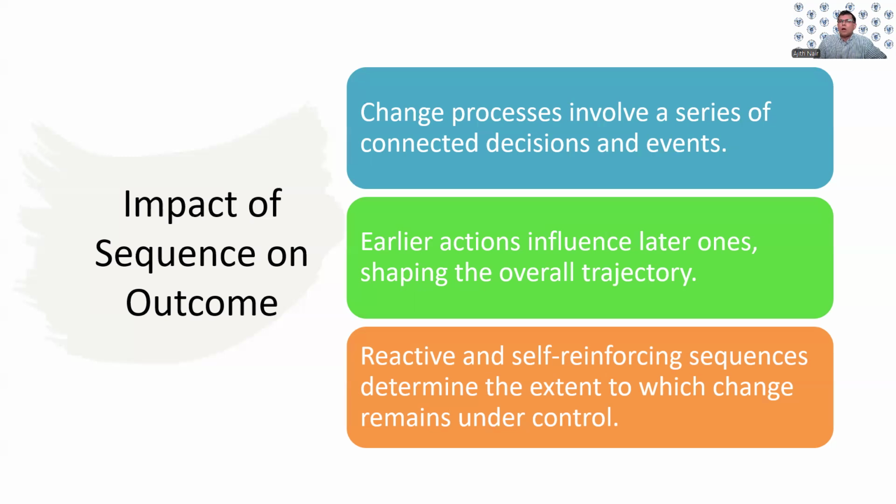Reactive sequences are responses triggered by unexpected resistance or external pressures, leading to unintended setbacks. Blockbuster's failure to adapt to streaming services, reacting too late, gave way to Netflix's rise. Self-reinforcing sequences are the small success steps that build the momentum to create path dependence. An example would be Google's evolution from a search engine to an AI and cloud powerhouse, leveraging each innovation to fuel the next step.